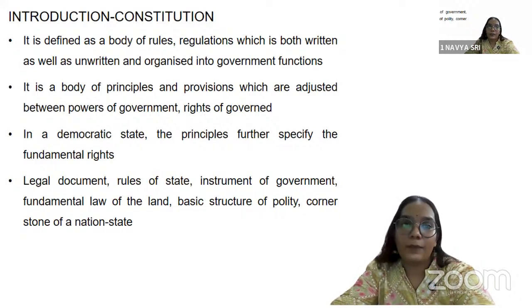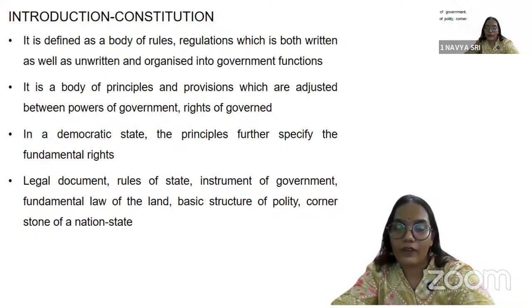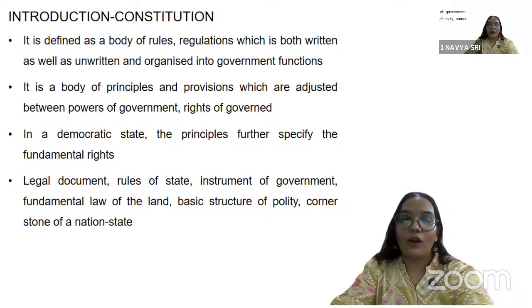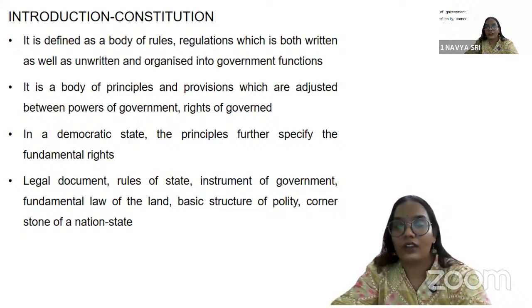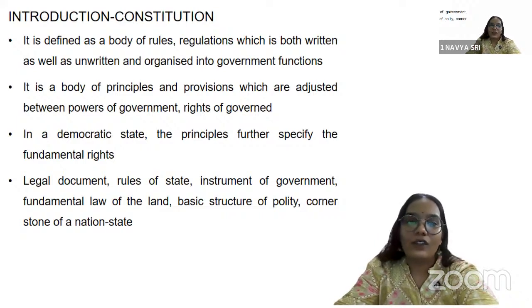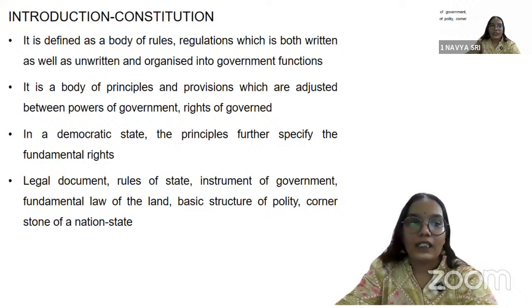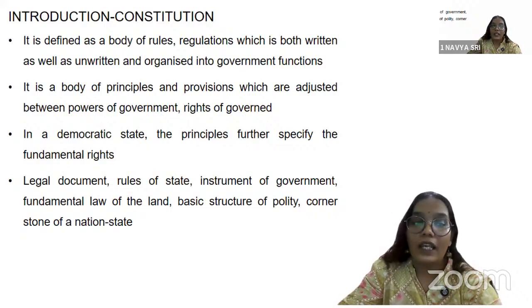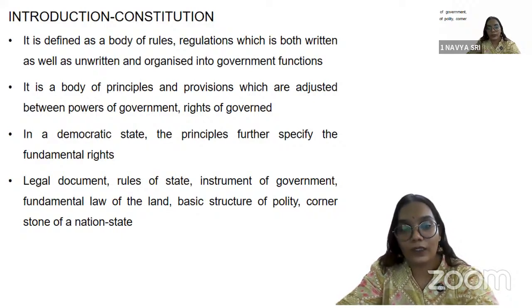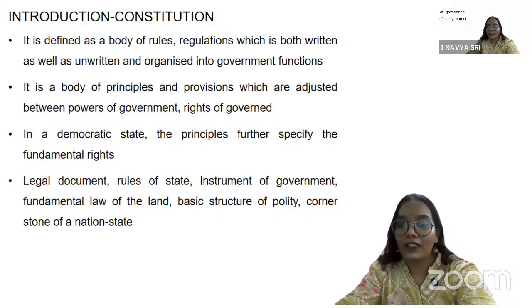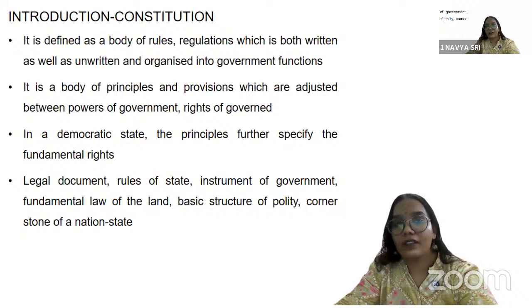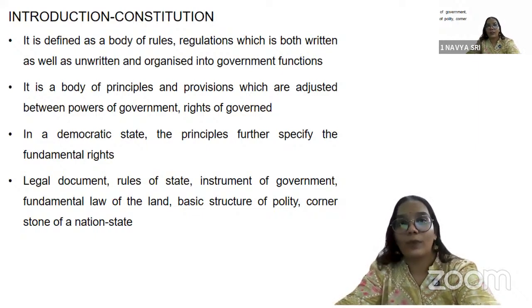So what are its various names? It can be called a legal document, rules of state, instrument of government, fundamental law of the land, basic structure of the polity, or the cornerstone of the nation state system. So these are all the different names that the constitution could be addressed as. Again, if you revise, it is a body of principles and provisions which are adjusted between the powers of the government and the rights of the governed. These other names of the constitution itself help us understand how important it is for a nation to have a document as such in hand.